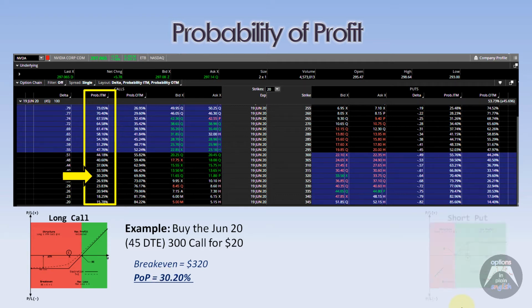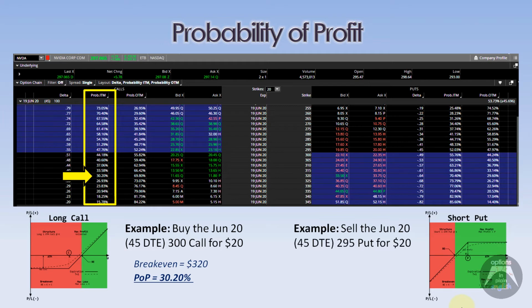Now another example is going to be a short put. We're going to be selling the June 2020 295 put for $20. You can see here the strike price is going to be $295. We're going to be receiving $20 as a credit, and the break even is going to be the strike price minus, because we're going to be going down in price, minus the cost of the put, or the credit you got for the put, which is $20.